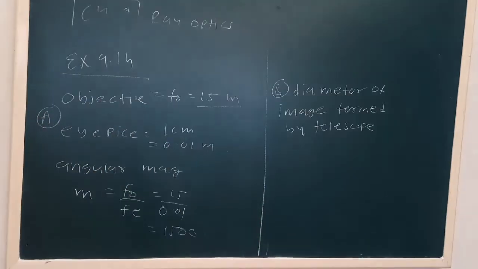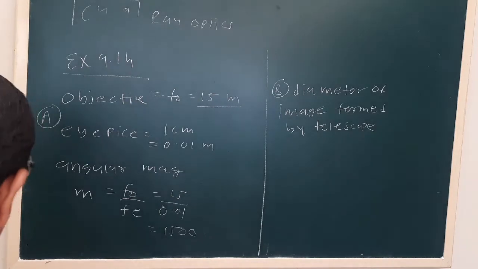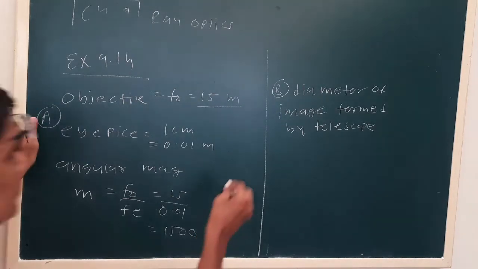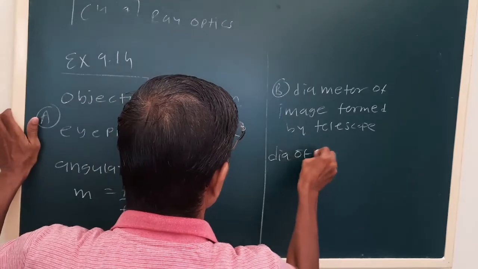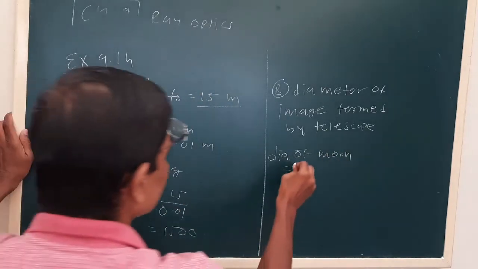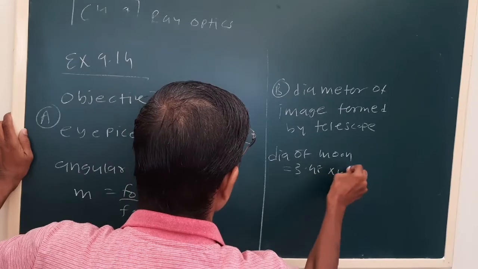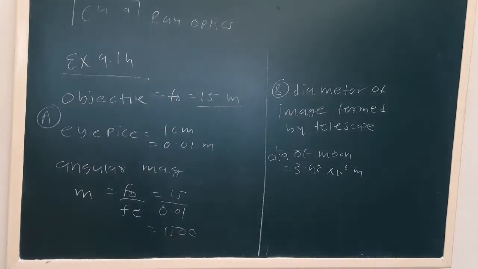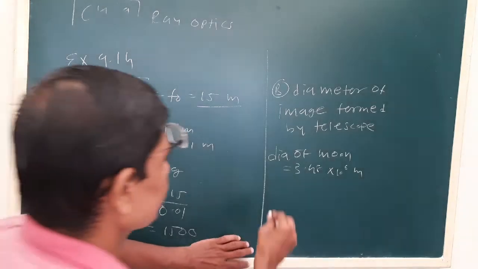Now which object you have to see? See, we are observing the moon by using this telescope. See, the diameter of the moon is given as 3.48. And see the radius of the orbit of the moon.